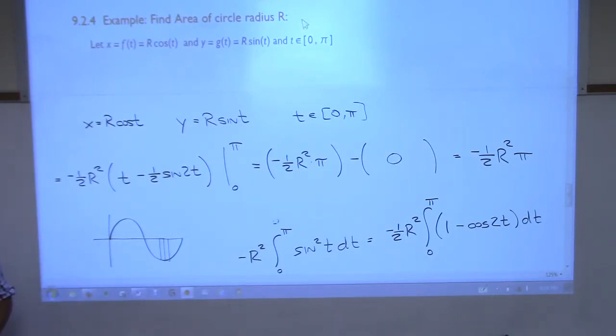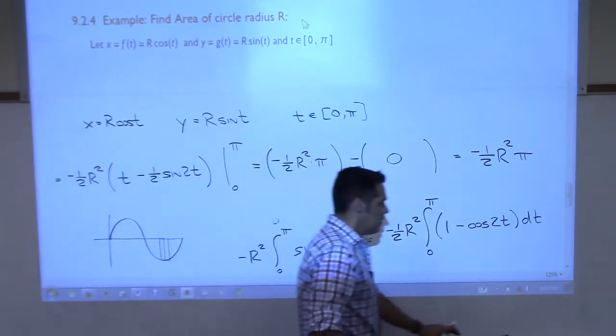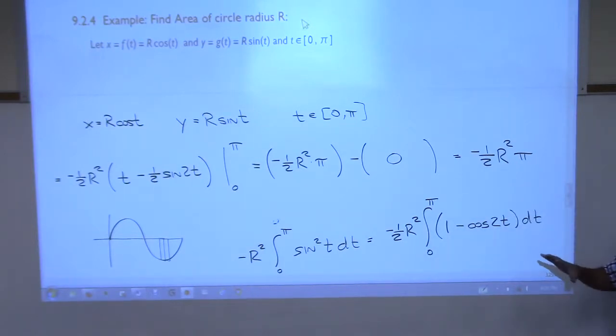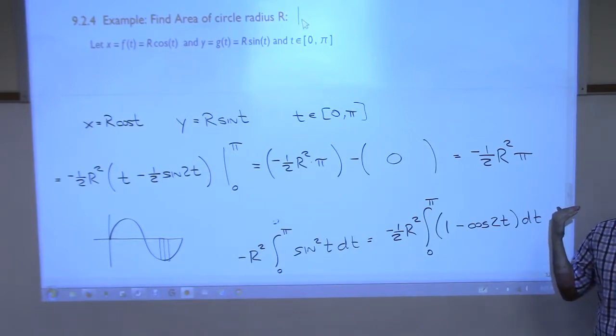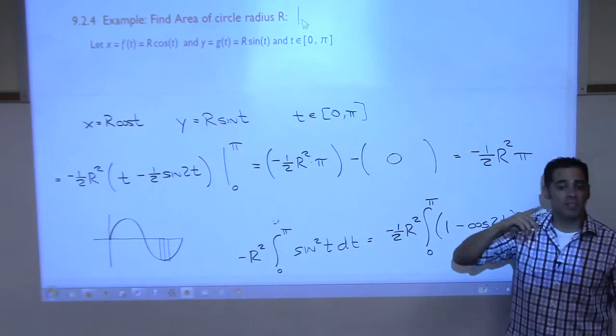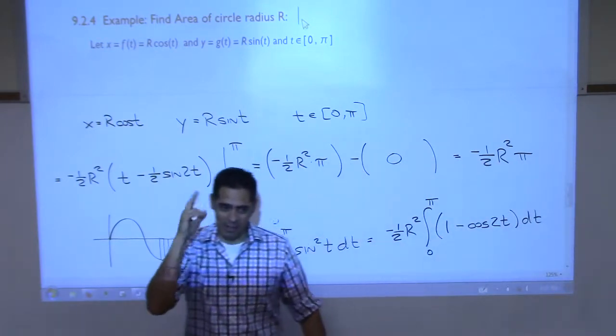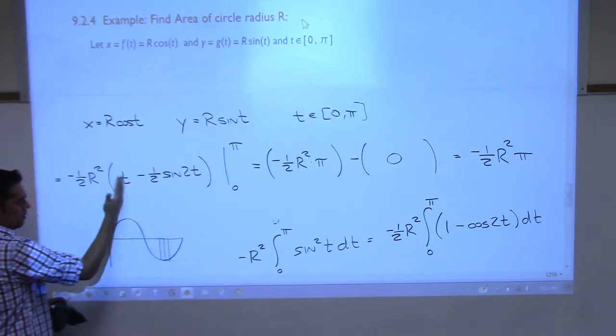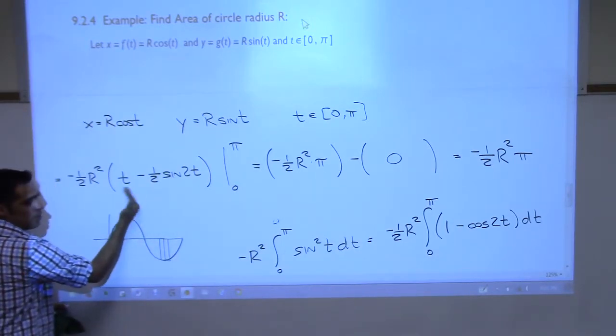Here, the reason why we're getting a negative answer has nothing to do with the fact that we're above or below the x-axis. Nothing to do with that. What it has to do with is the direction we're moving as we're integrating. We're actually moving from 0 to pi. Remember t, you can't see t in the picture. We're actually moving, we're sweeping through like this when we're creating the area.